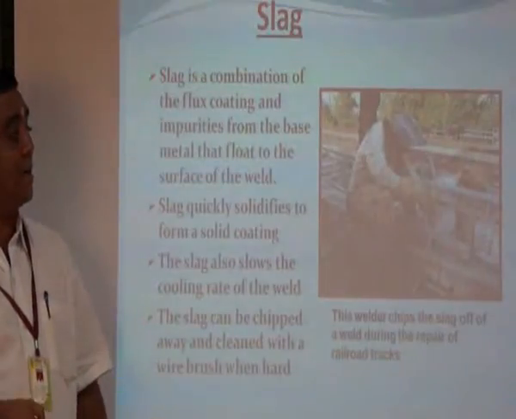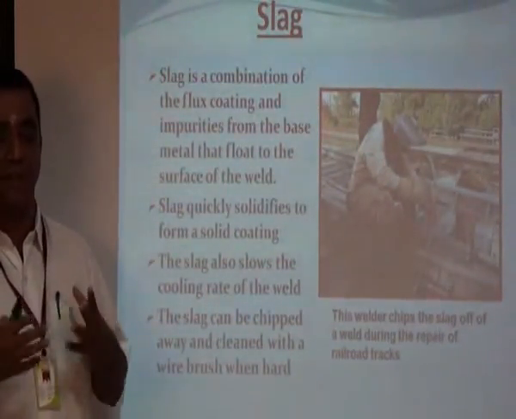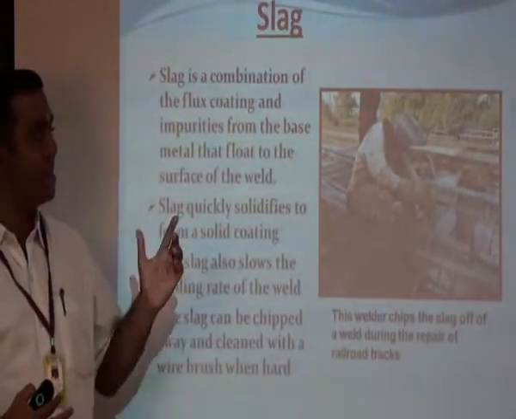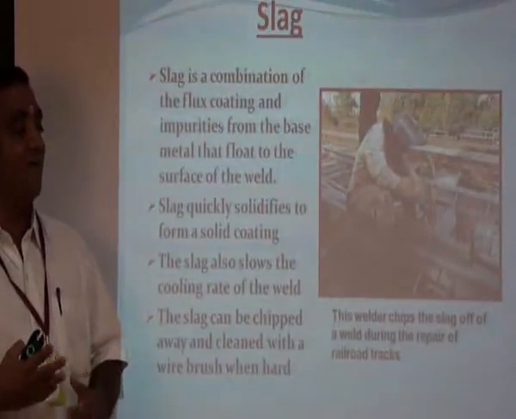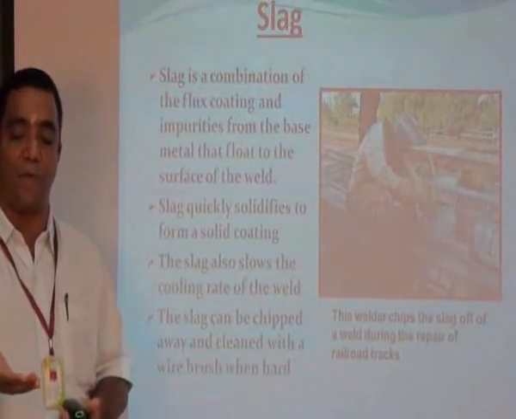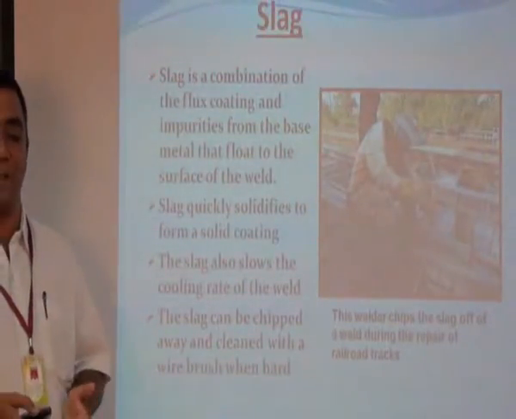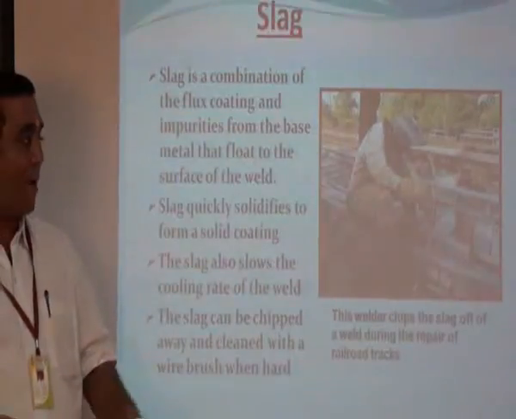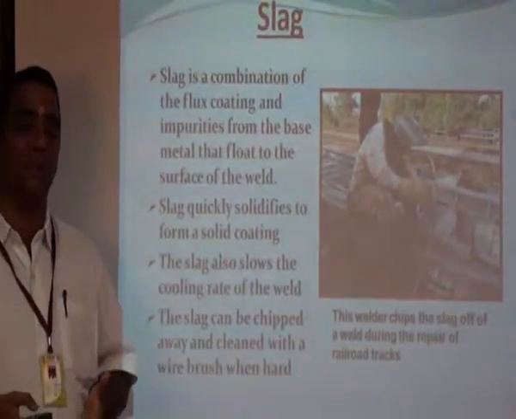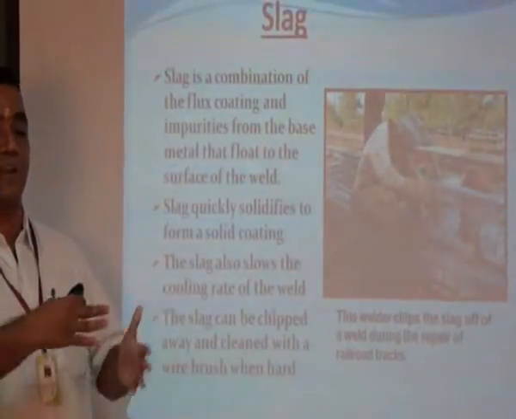When the electrical arc is struck between the electrode and the base plate, the flux starts melting, and then the core wire, and then in the molten weld pool, this molten flux starts reacting with the impurities, and they form low density compounds, and they start floating on the upper surface of the weld. Once they solidify, they form a layer, and that layer has to be chipped or ground away in order to get the pure weld.